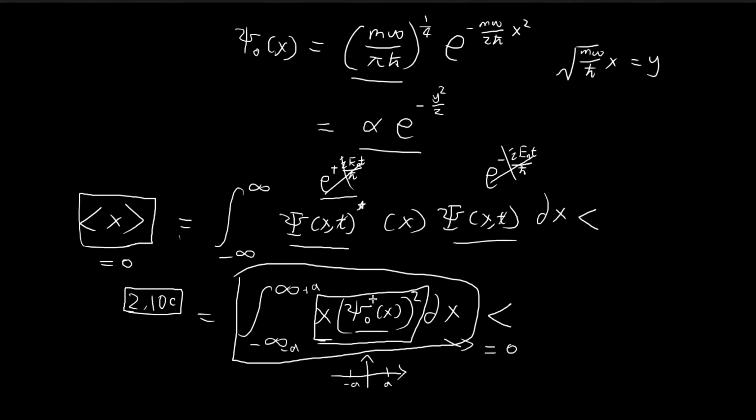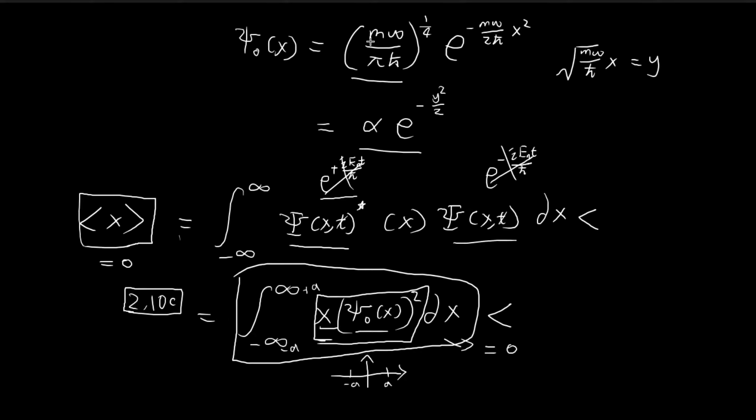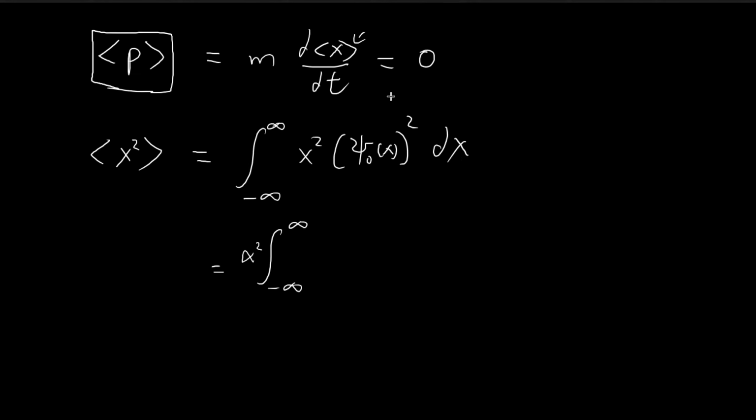So you see it's very similar to what we have over here, but this time instead of an x, we have x squared. And we know what xi0 is, so we can just substitute this right in. So we have alpha squared. So you see now why I use alpha, so I can save a lot of time writing these constants out. And then for this e component, I have x squared times e to the power of negative y squared dx.